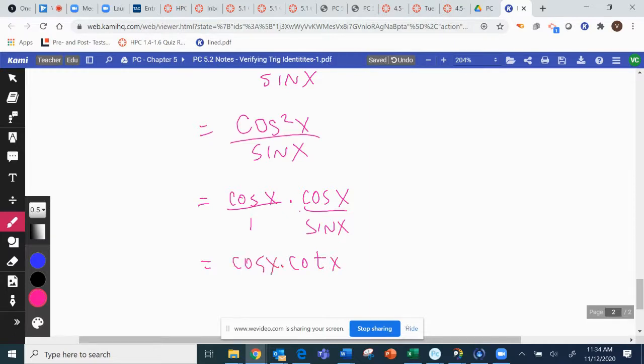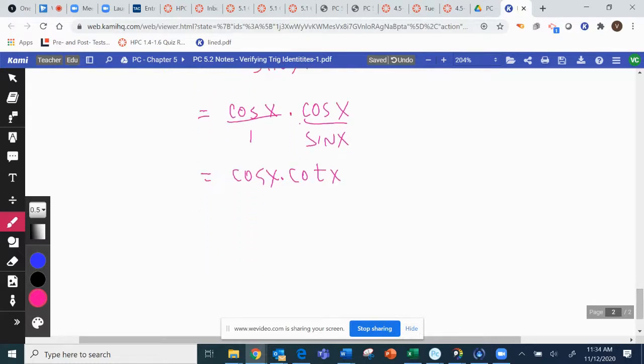Okay. And if we have cosine x multiplied by cotangent x, then we can reciprocate both and get secant x, tangent x on the bottom. Done.